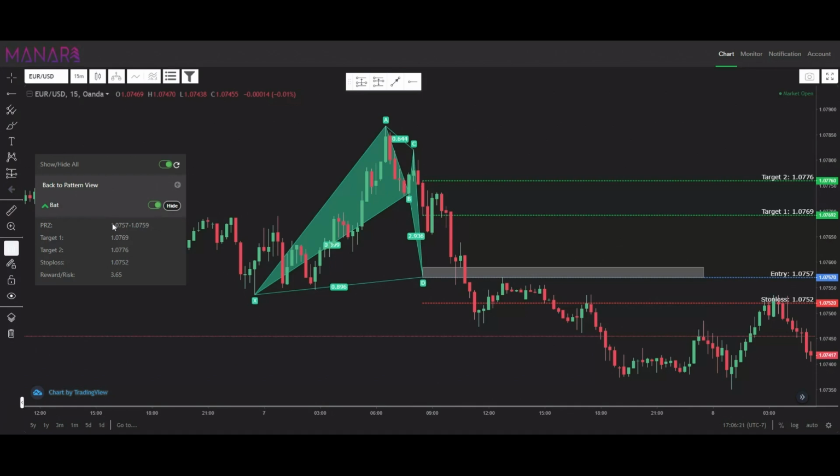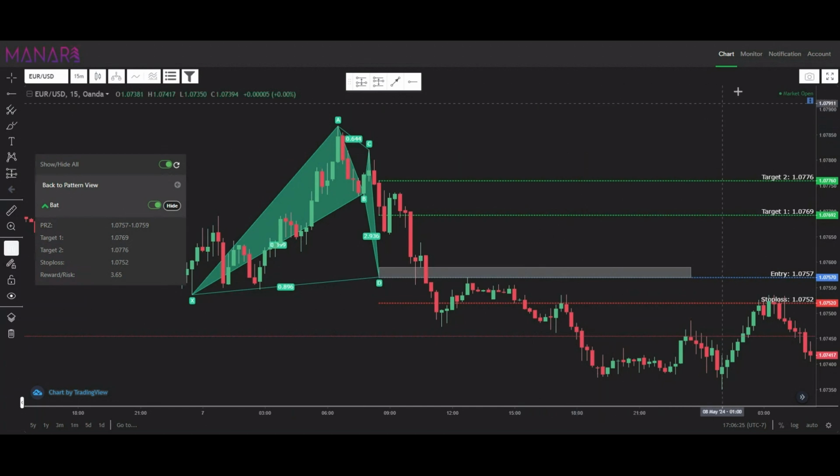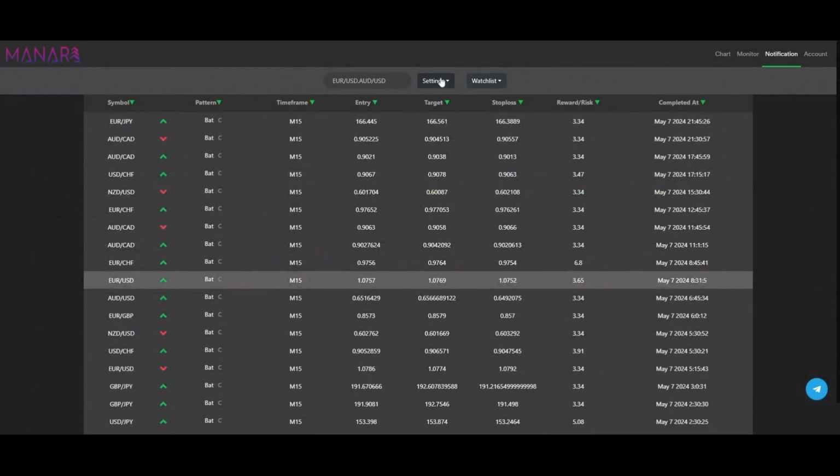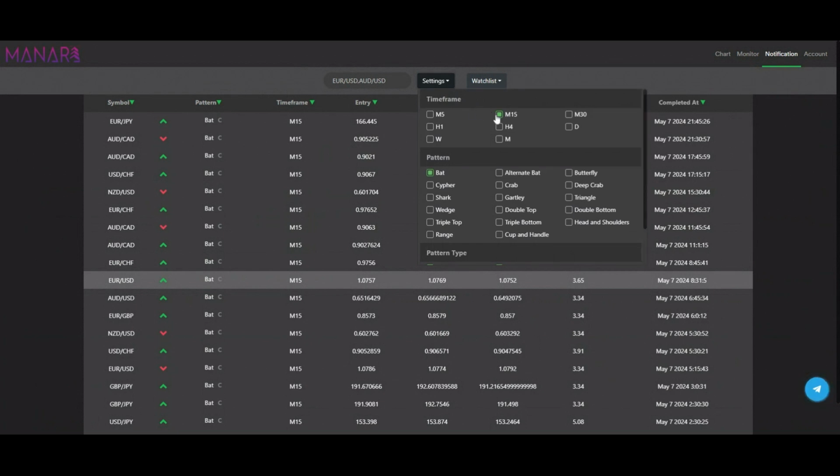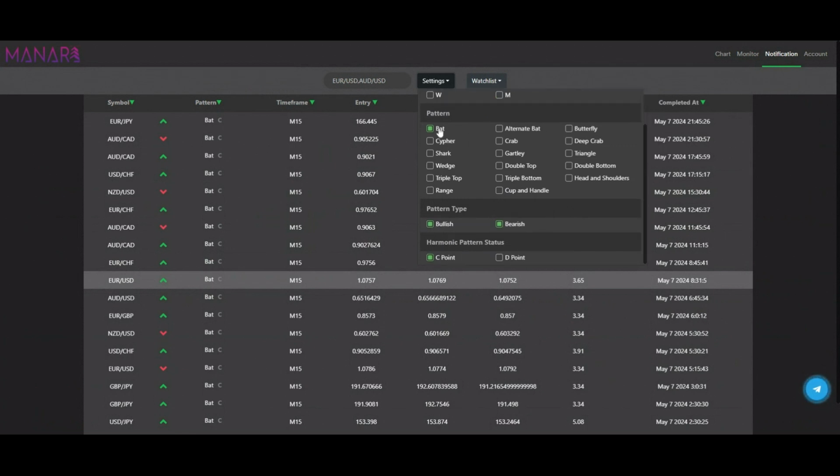So now let me show you exactly, first of all, how to configure it. If you go up here to the right, notification, you only need to go to settings, select 15 minutes, or if you're going to use another time frame, it's fine. And then select pattern bat, bullish, bearish, and point C or C point. This is very important, okay? You need to select C point.